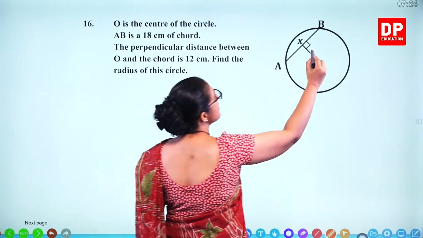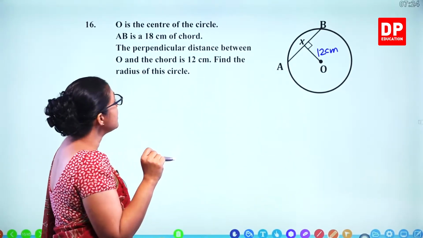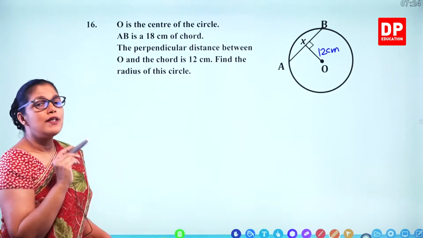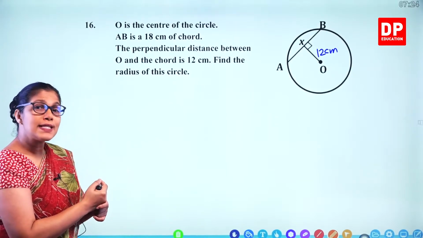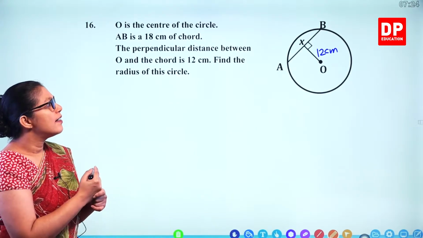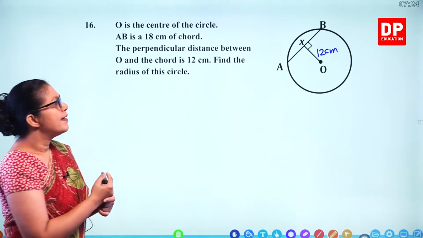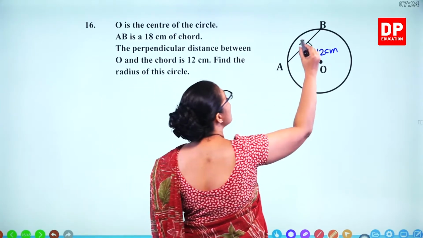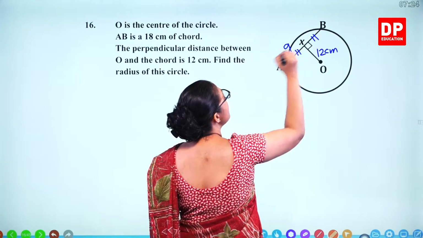So this is 12 centimeter. Find the radius of the circle. So what you know about this one? When you draw a perpendicular to the chord from the center, you get the midpoint of the chord. So this whole thing is 18. So what is half of that? So these two lengths are equal. So you get 9 here.